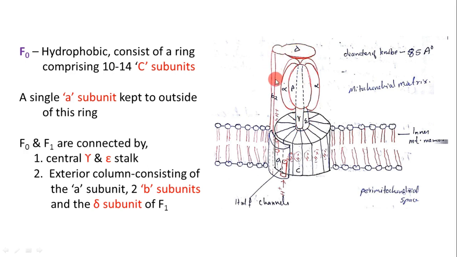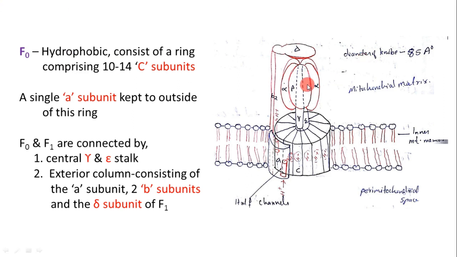Then exteriorly they are connected by a structure which is formed of a delta subunit, then two B subunits, and which is connected to the A subunit. So these structures together form an exterior connection between the F0 and F1 particles. So here the exterior column is formed of an A subunit, then two B subunits, then one delta subunit. So this is the structure of the F1 and F0 particle.